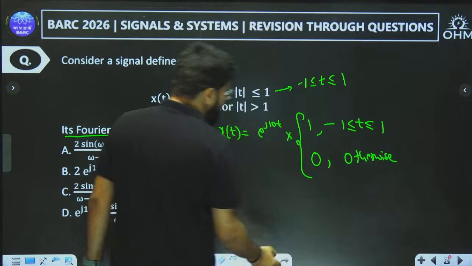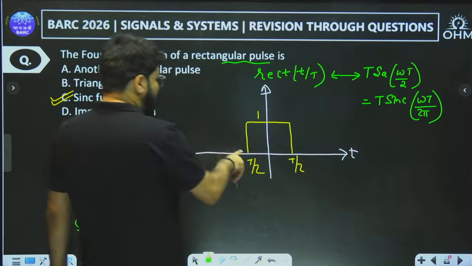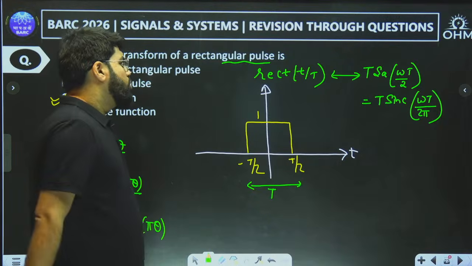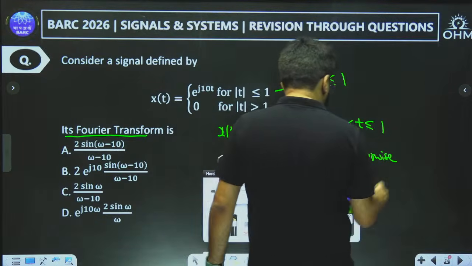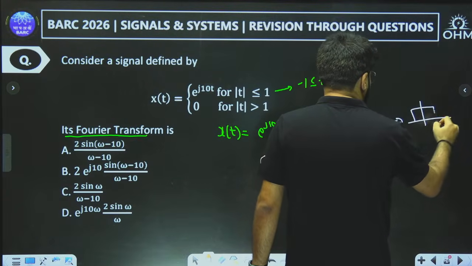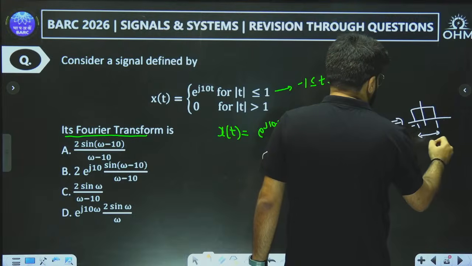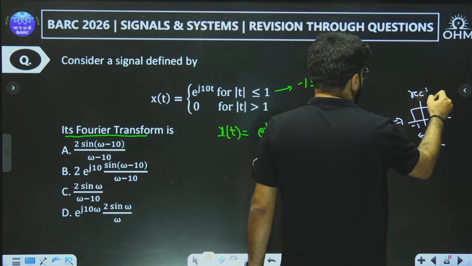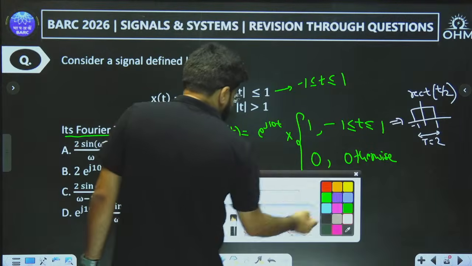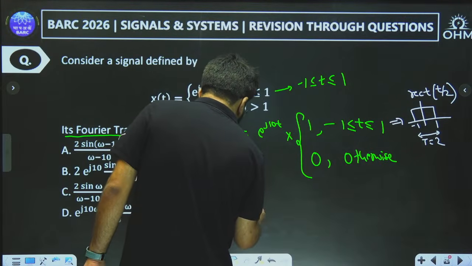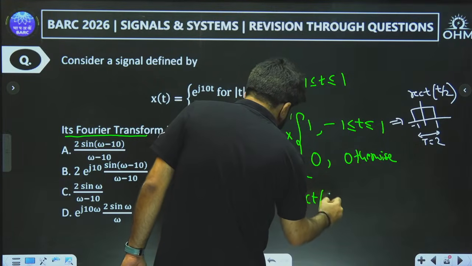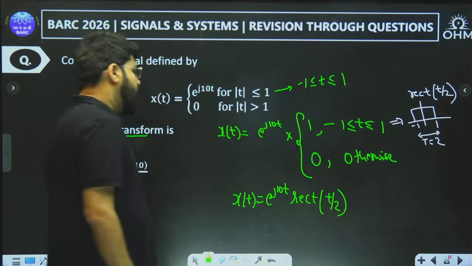Now, what is this signal? This is a rectangular signal, a signal which is 1 from minus 1 to 1. If I take minus 1 to 1, the total width will be 2. If I have to draw just this part, you will draw a rectangle from minus 1 to 1, having the total width which I called 2. So this is what type of signal? Rect of t by T, and what is the total width? 2. So that means the given signal can be written as e power j10t multiplied by rect of t by 2.